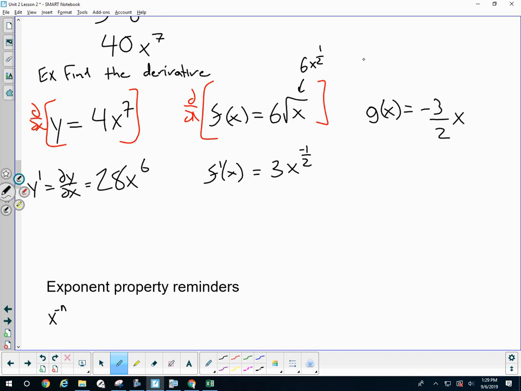What is the derivative of negative 3/2 x? Or what do you think the derivative of 5x is? Or 7x or 10x? Discuss with your neighbor what you think the derivative of 5x or negative 3/2 x is.